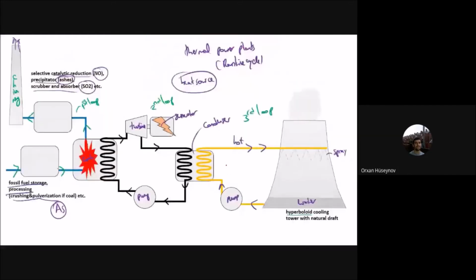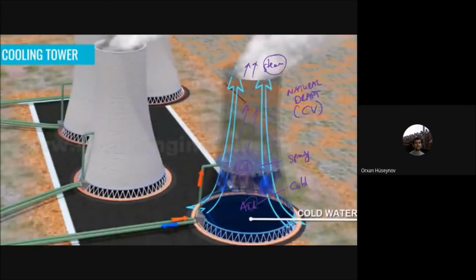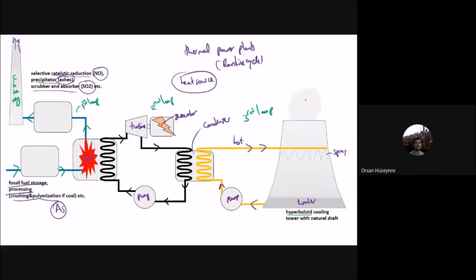One thing I have forgotten to say is the makeup water. If you remember, we said that for the cooling towers, some of the steam leaves the system. You can see the steam here, and some of it leaves. Therefore, you have to supply some additional water to accommodate that loss of water. That additional water supplied to the system is called makeup water, because some of the water is lost, as in the case of the steam.